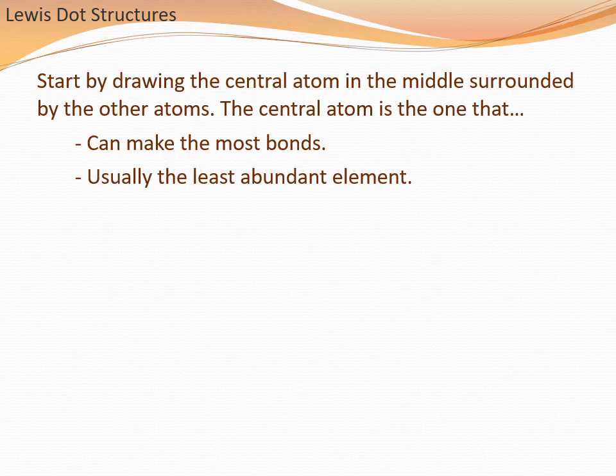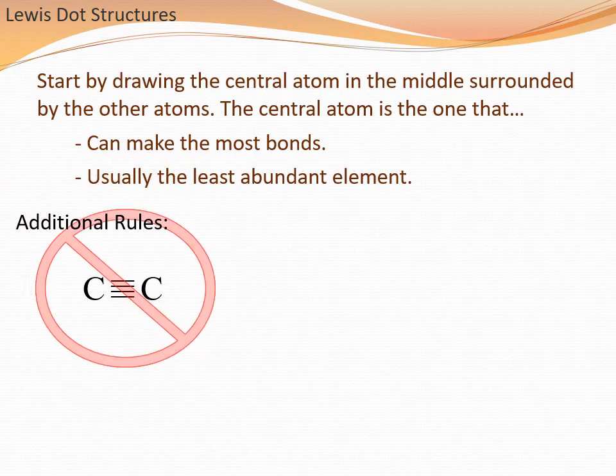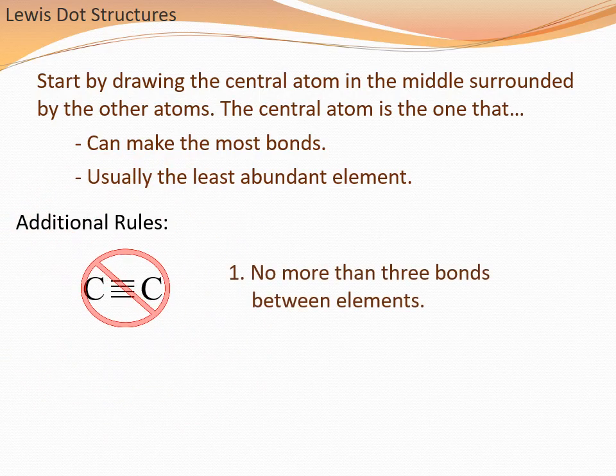Now you may want to make a note on your pink sheet of the two following rules. Rule 1, the quadruple bond. Bam! Ain't gonna happen. You're not allowed to have more than 3 bonds between elements. Nowhere will you ever find a molecule that has a quadruple bond. So all we will draw in this class are single, double, or triple bonds in our molecules.